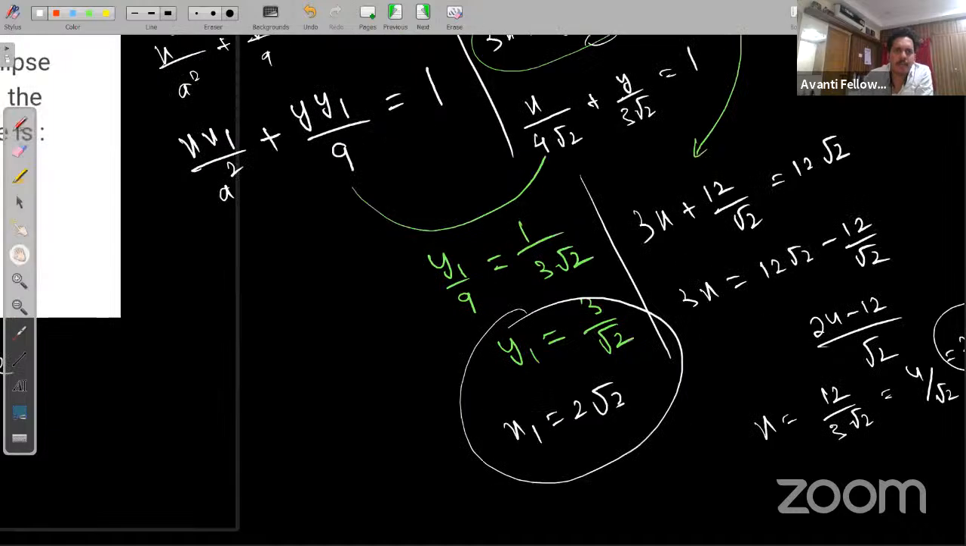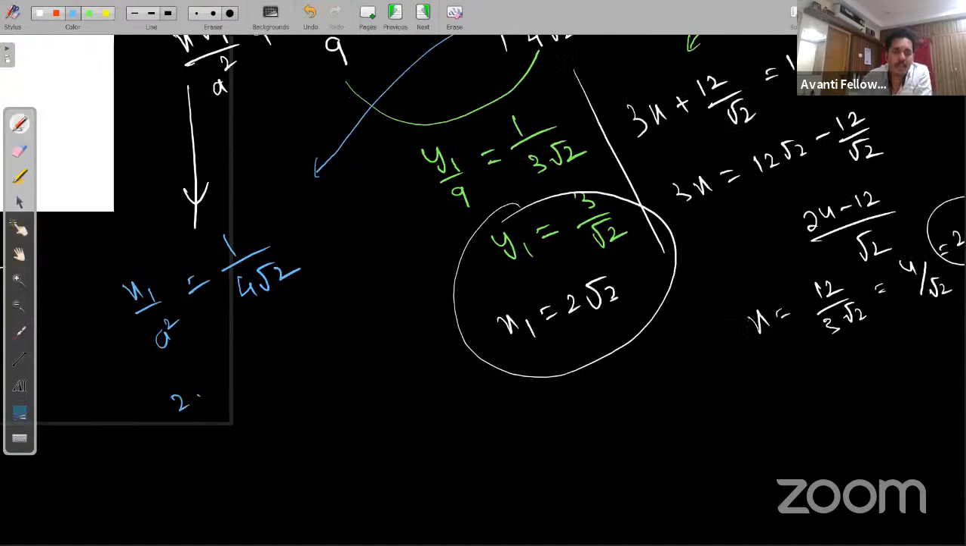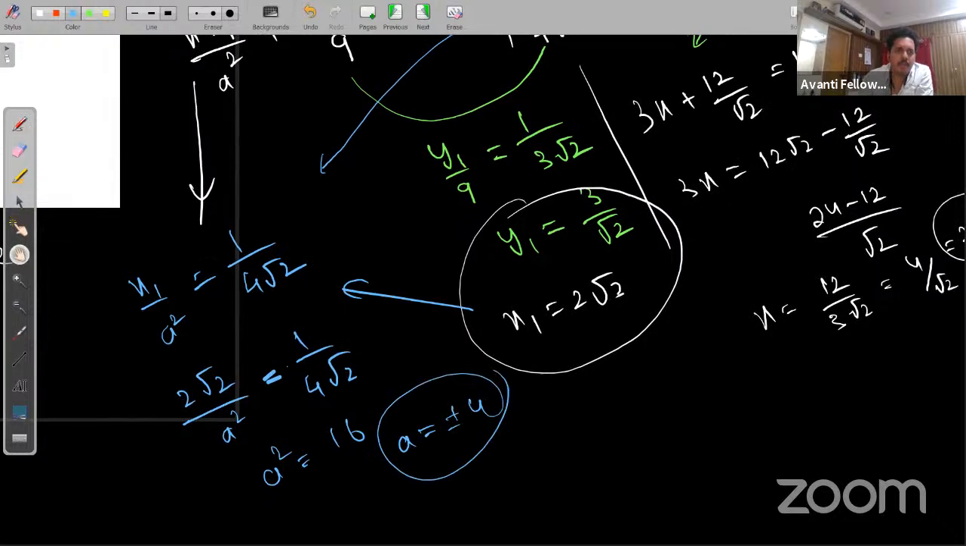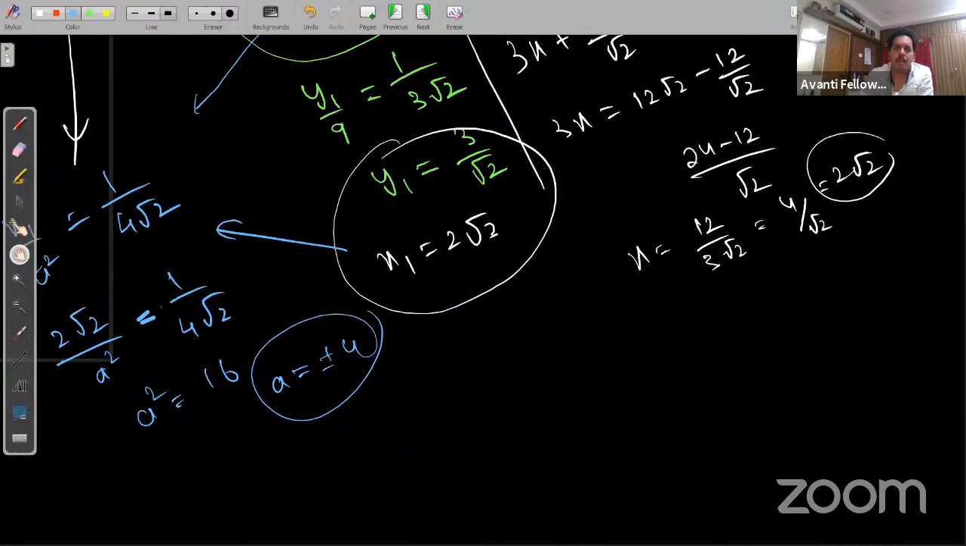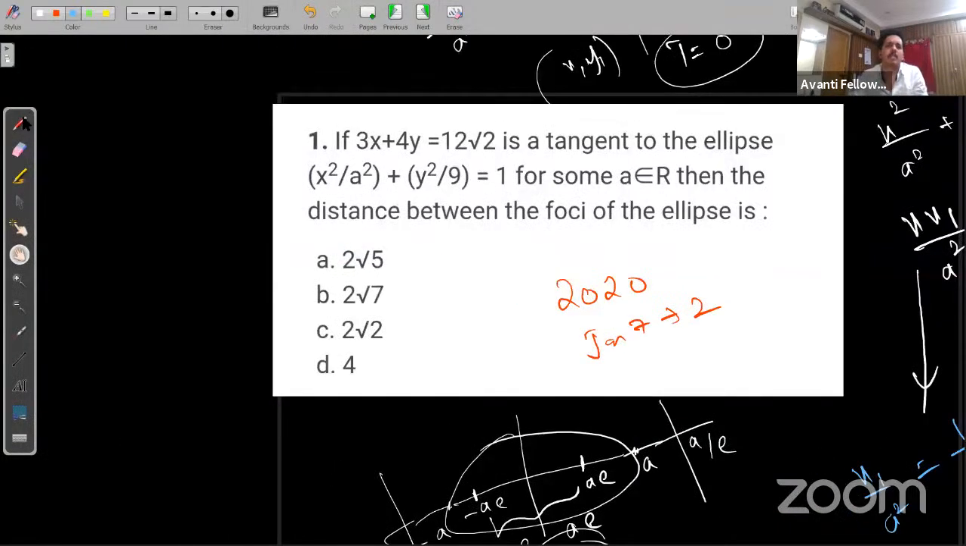Now try to compare the coefficient of x over here. What is the coefficient of x here? It is x1 by a square. And what is the coefficient of x over here? 1 by 4 root 2. So x1 is 2 root 2, right? 2 root 2 by a square is equal to 1 by 4 root 2. So now what is a square? a square is 16, so a is equal to plus minus 4. Yeah, no need of other things here. We got the a square.